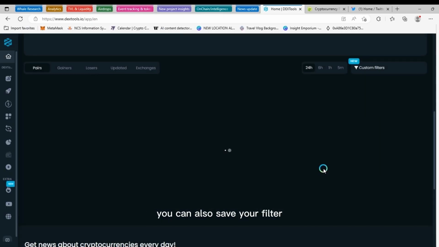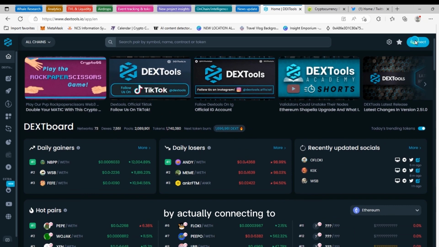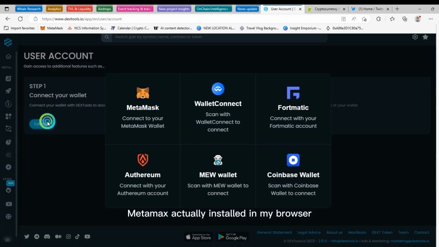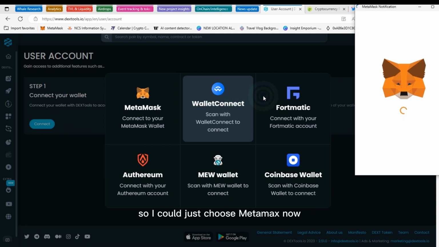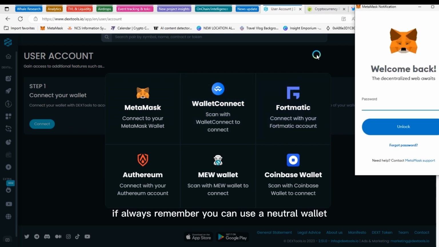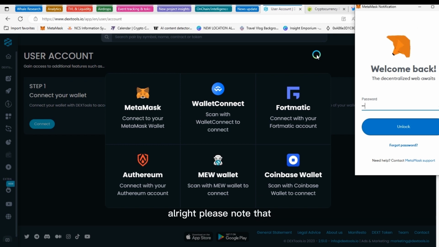Now you can also save your filters by actually connecting your wallet to the platform. So I actually have MetaMask installed in my browser, so I could just choose MetaMask. Now, always remember, you can use a neutral wallet. All right, I'm talking about a wallet that is not holding the majority of your funds if you're going to be connecting to public websites. All right, please note that.